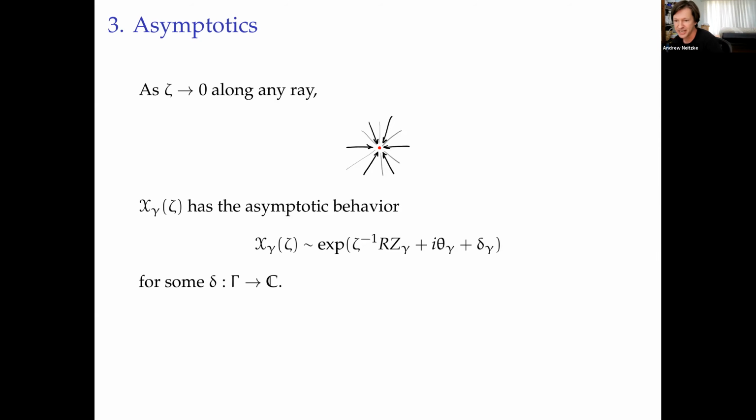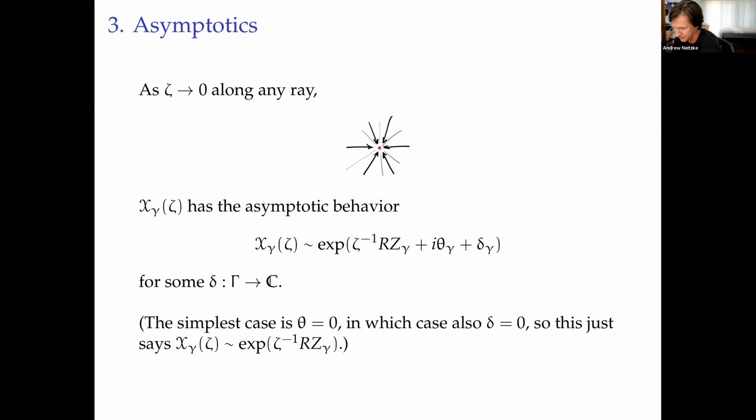And the precise asymptotic, so the leading asymptotic is controlled by this Z gamma divided by zeta, multiplied by this scaling factor R, but basically it's controlled by Z gamma, the central charge. And then there's a subleading part that's controlled by the theta gamma, where you are on the torus. And then unfortunately, there's also some error, which I call delta gamma. Let me not worry too much about that for now.